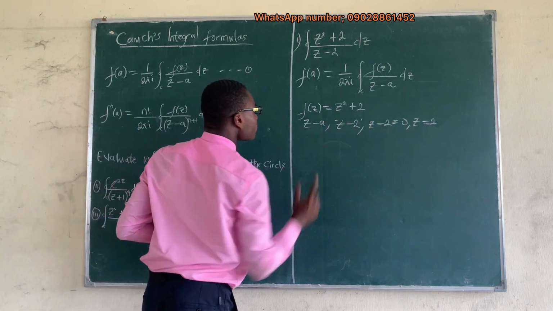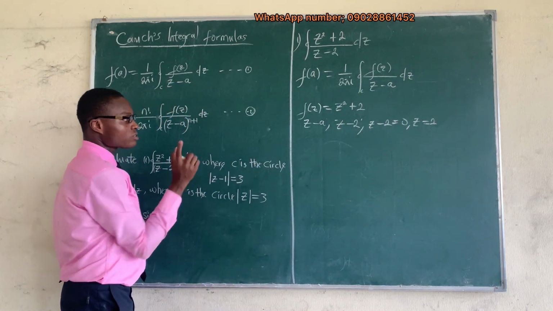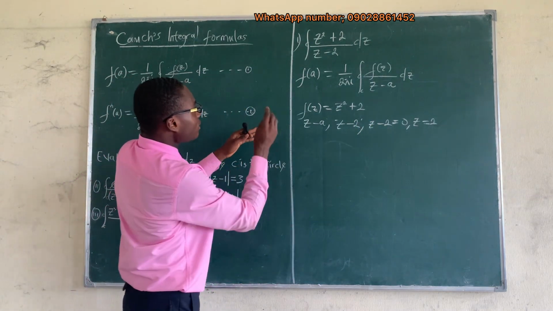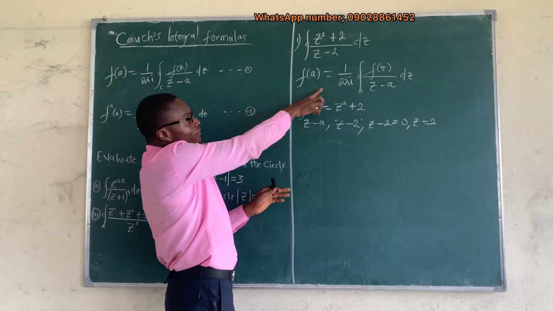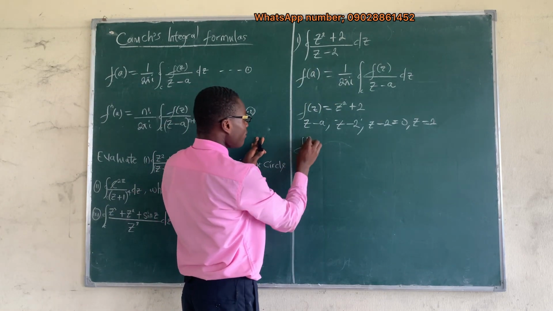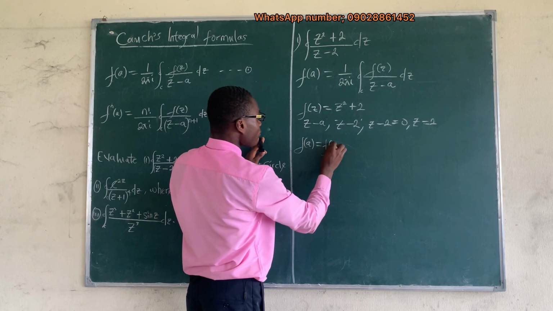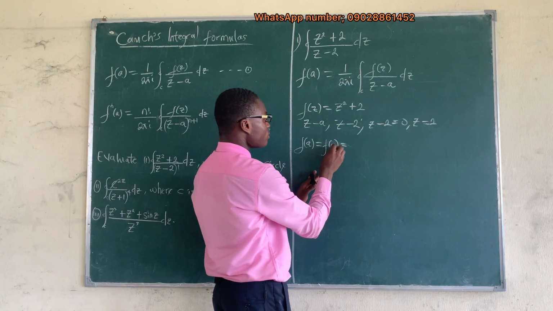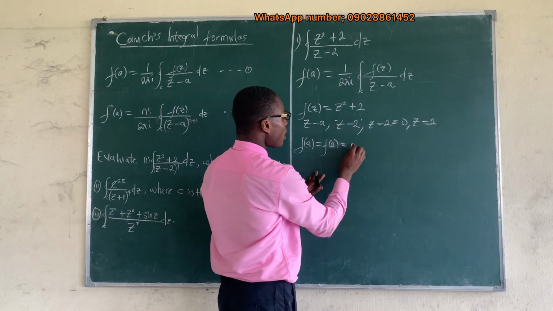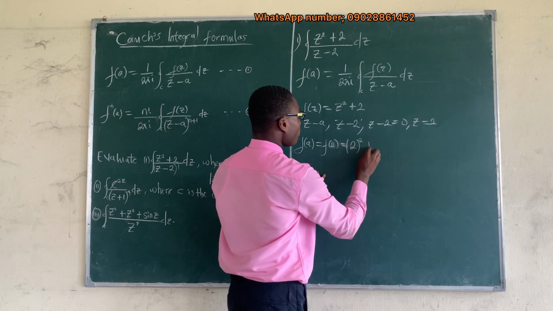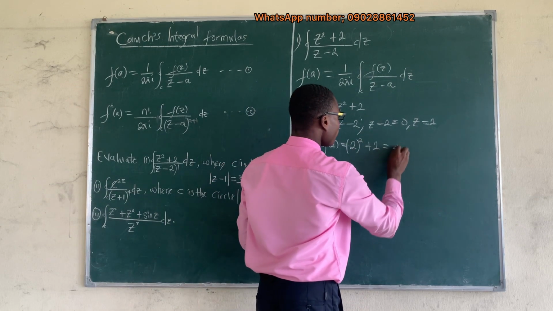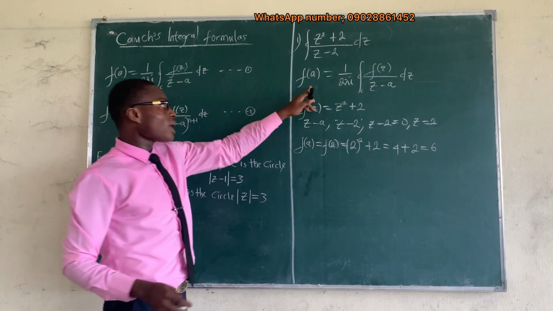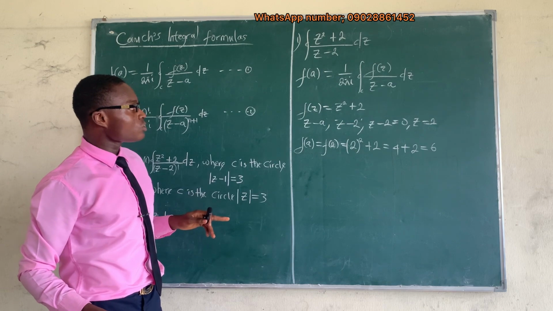And of course, the singular point is interior to our circle because the radius of our circle is 3 and the singular point is 2. And the formula there tells us f of a equals this. So let's find f of a. F of a will be equal to f of 2 because our a is 2, and this is equal to, anywhere you see the function of z, you put in 2. So we are going to have 2 squared plus 2, and this is equal to 4 plus 2, which is equal to 6. So this implies that f of a is equal to 6.